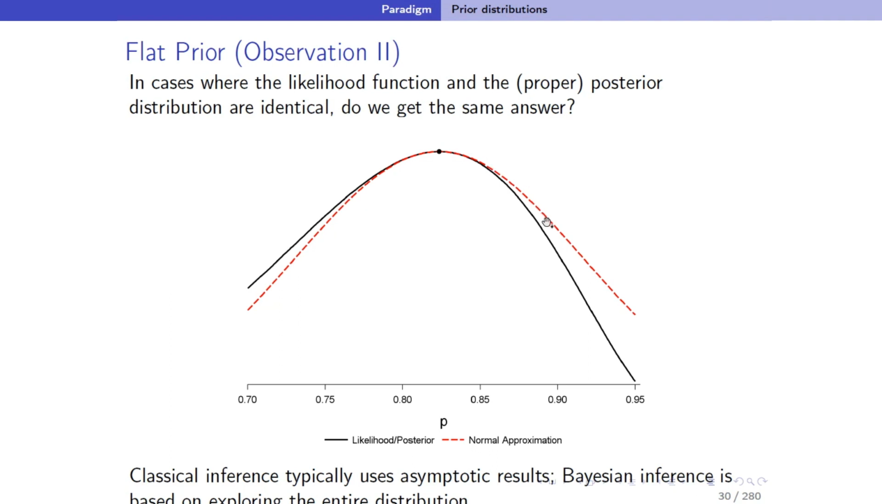That's the classical inference that is based on asymptotics, the central limit theorem, normal approximation. And the Bayesian inference is based on exploring the entire distribution, which is why it is skewed to the left to come to the right.